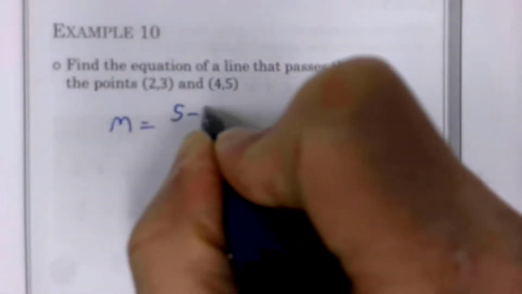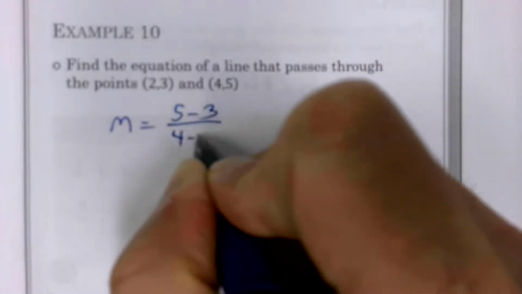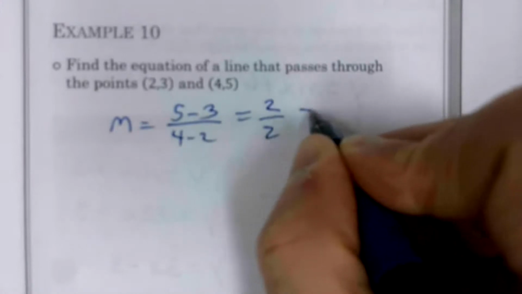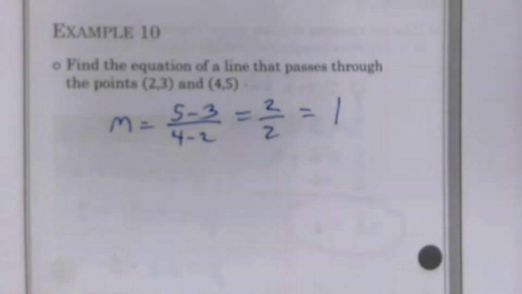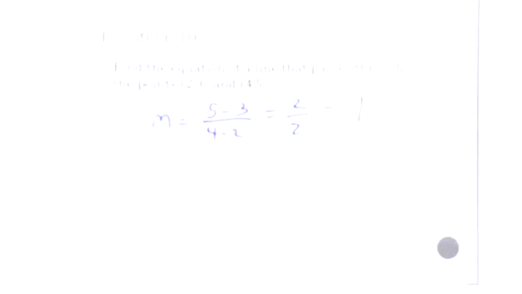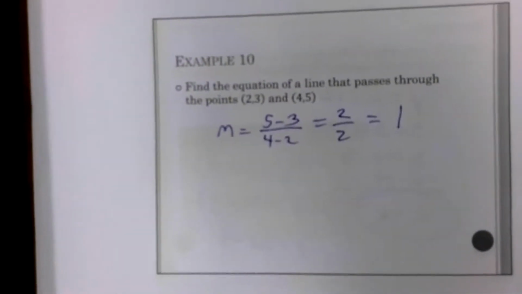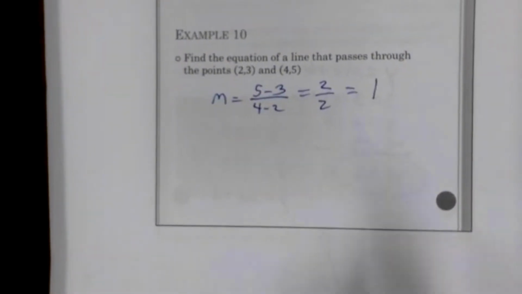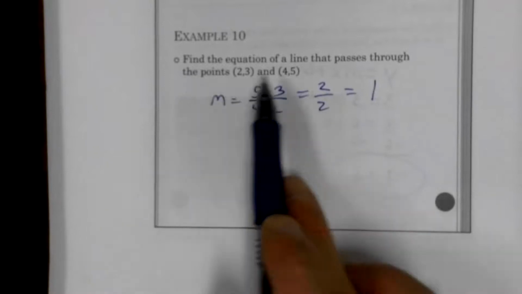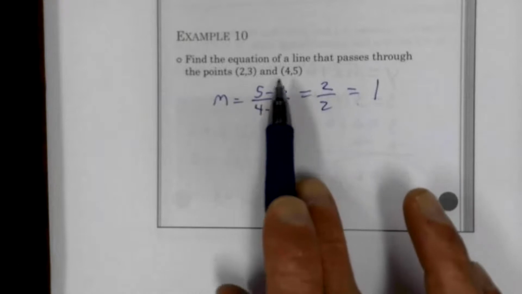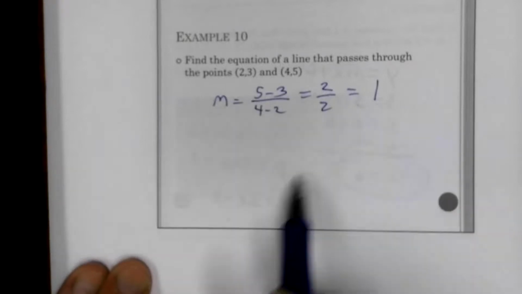So my slope would be 4 minus 3 over 4 minus 2, and that yields 2 over 2, which is 1. So my slope is 1. So now it's sort of like the problem that I had previously, because now I have the slope and a point. I actually have 2 points, but that actually doesn't matter. In fact, we could use either one of these points. So I'm going to use the first point.